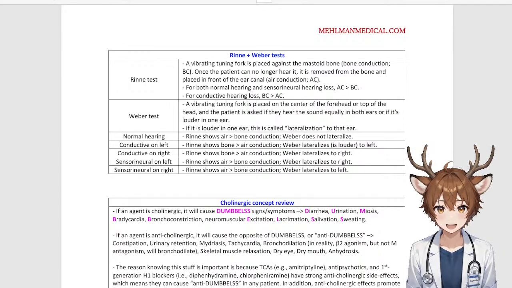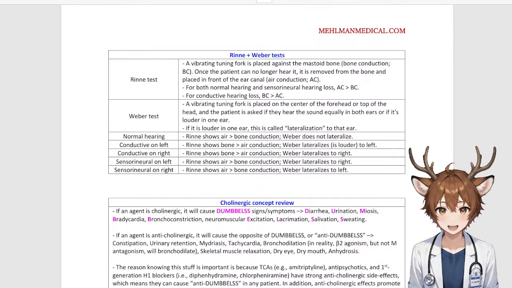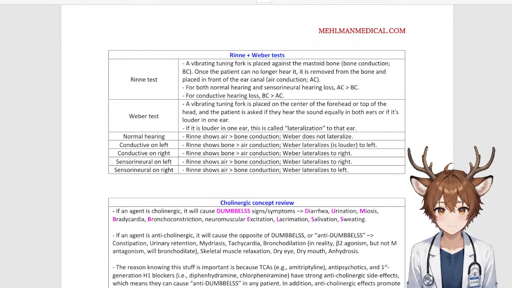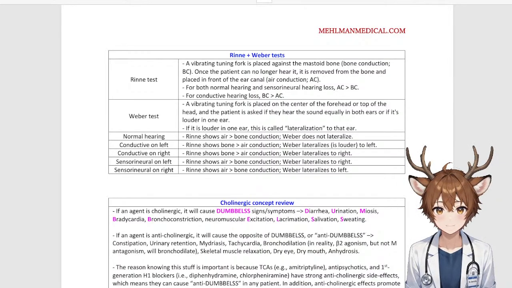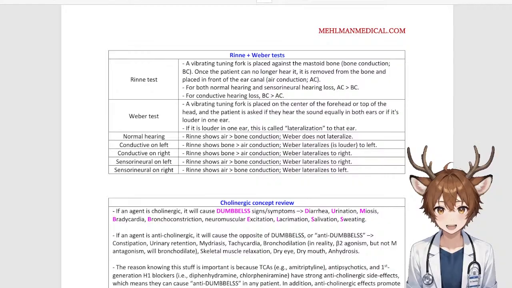What about conductive hearing loss on the left ear? Well, in that case, the Rinne test will show that bone is greater than air conduction. True. And the Weber will lateralize to the louder side, on the left, for conductive hearing loss. So the conductive hearing loss is on the left, it will lateralize to the left, which is the louder side.